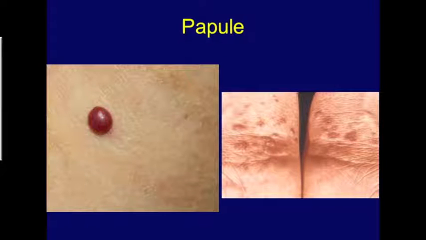So here we have a cherry hemangioma and maybe lesions of lupus or lichen planus, I'm not sure, on the right-hand side. But again, those are papules.